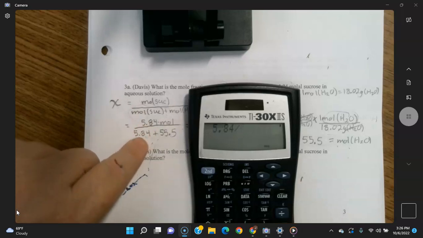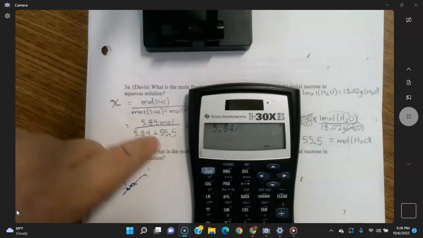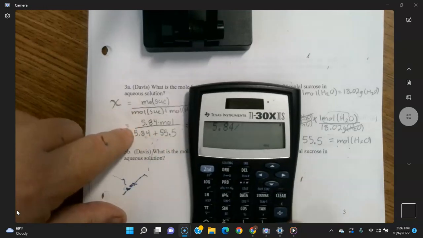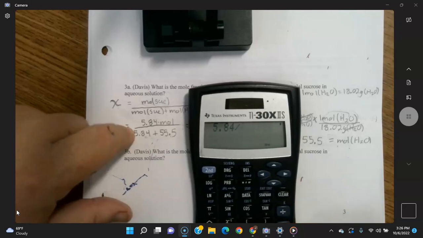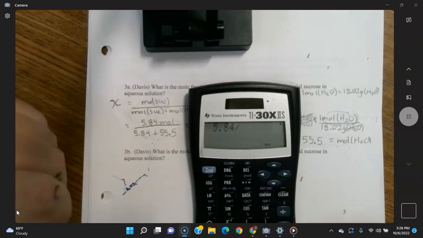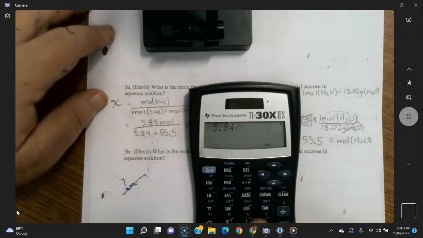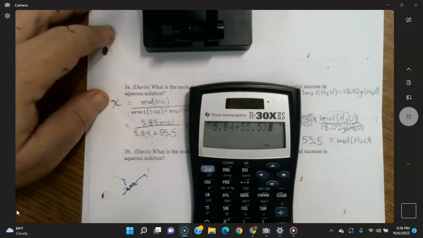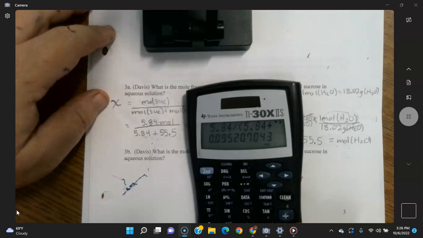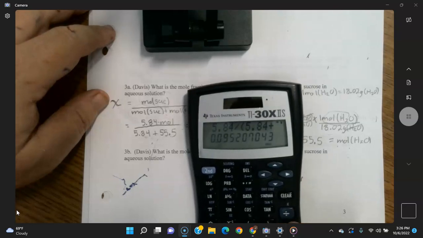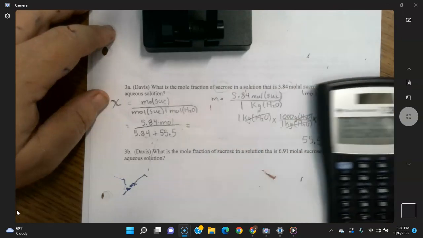Otherwise, if I do 5.84 divided by 5.84 plus 55.5, it's going to divide 5.84 by 5.84 and get 1, and then add it to 55.5. So I have to put this bottom, this denominator, in parentheses. So there it is. And close the parentheses, and what I get is 0.095.